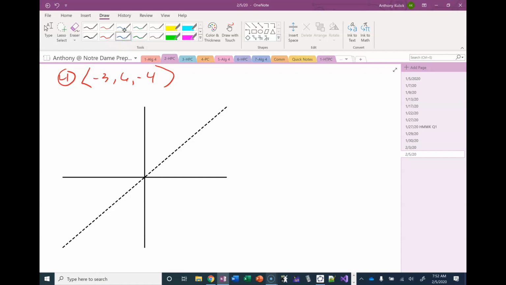So I'm going to start by drawing in 3 tick marks on the negative side of the x-axis. That's the part going backward into the board. I'm going to draw 6 tick marks on the positive y-axis. And then 4 tick marks on the negative z-axis. And remember, these are the x, y, and z axes.